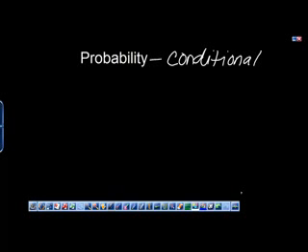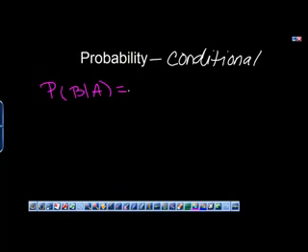Let's take a look at more probability. This time we're going to look at conditional probability. A conditional probability contains a condition that may limit the sample space for an event. You write a conditional probability by saying the probability of event B given that event A.